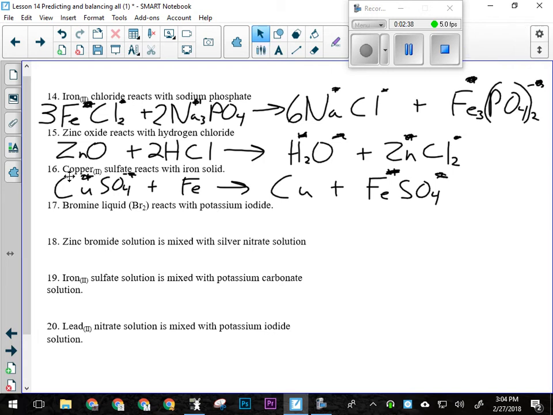All right, let's have a look at 17. So we've got bromine liquid, and they told us it's Br2. I probably wouldn't tell you that on a test. I would expect that you would be able to remember bromine is a special element. Okay, so I've got bromine reacting with potassium iodide. So that's KI. This is a -1, that's a +1, so I've dropped and swapped that one correctly.